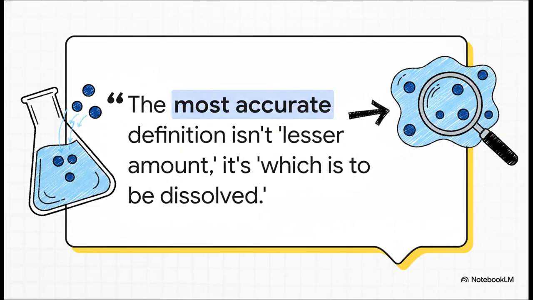Now, here's where we need to bust a common myth. A lot of us learned back in the day that the solute is just the ingredient you have less of. But that's not quite right. The real pro-level definition is all about the action. The solute is what gets dissolved, period. The solvent is what does the dissolving, period. It doesn't matter which one you have more of.